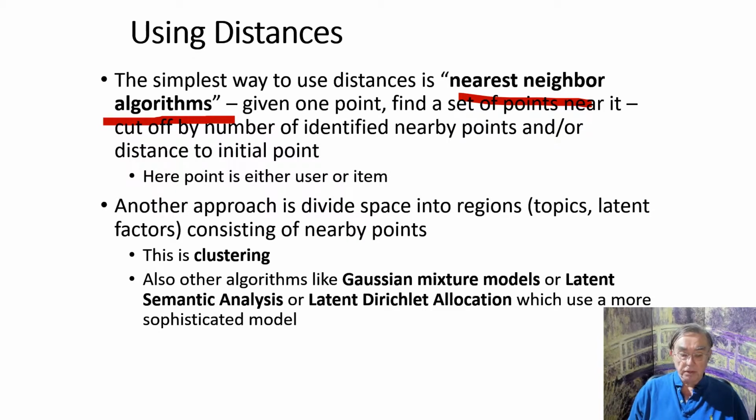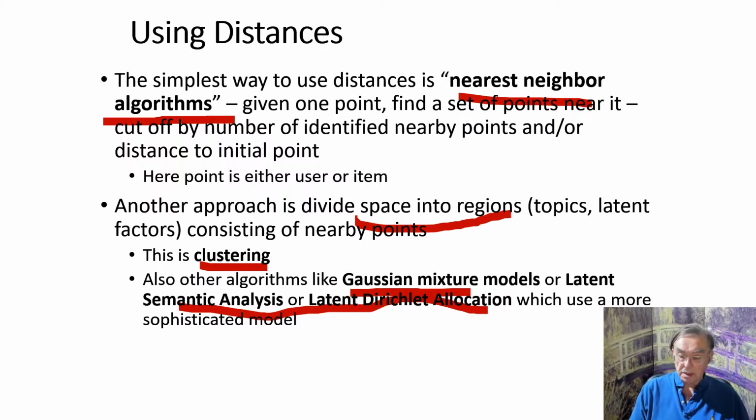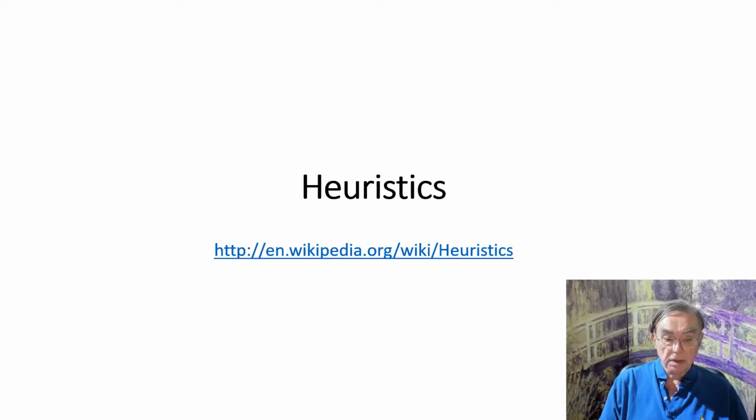And then I've already shown you that clustering can divide space into regions based on these distances. And then there are other methods like Gaussian mixture models, latent semantic analysis, or latent Dirichlet allocation, which are a more sophisticated way of dividing space into regions based on topics or latent factors, as well as explicit values from the point nature.